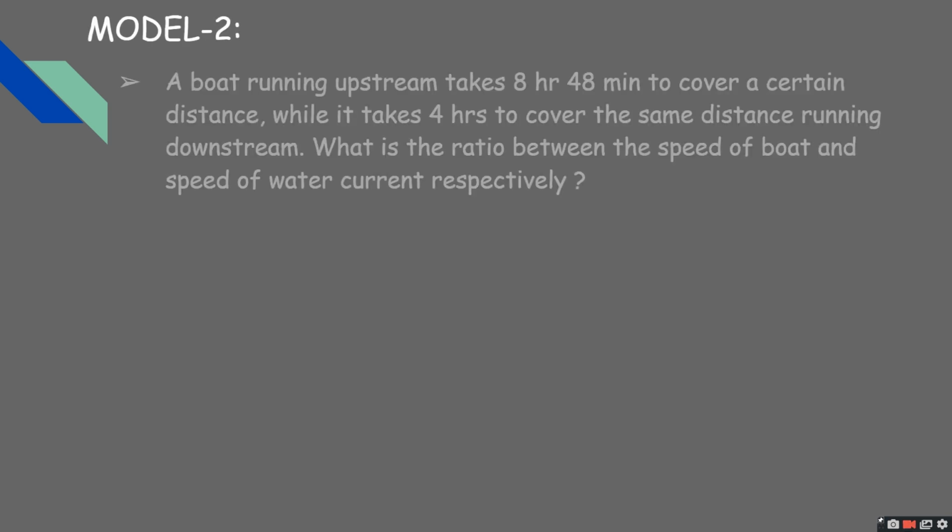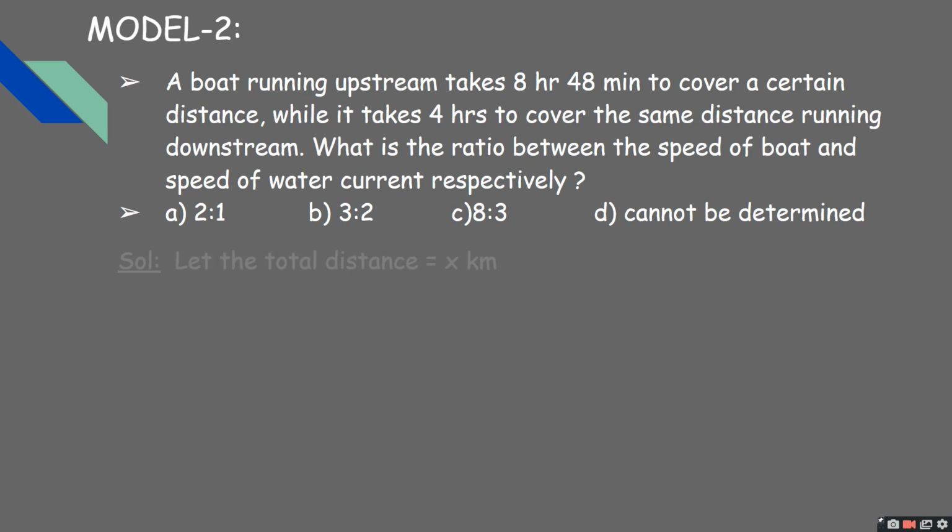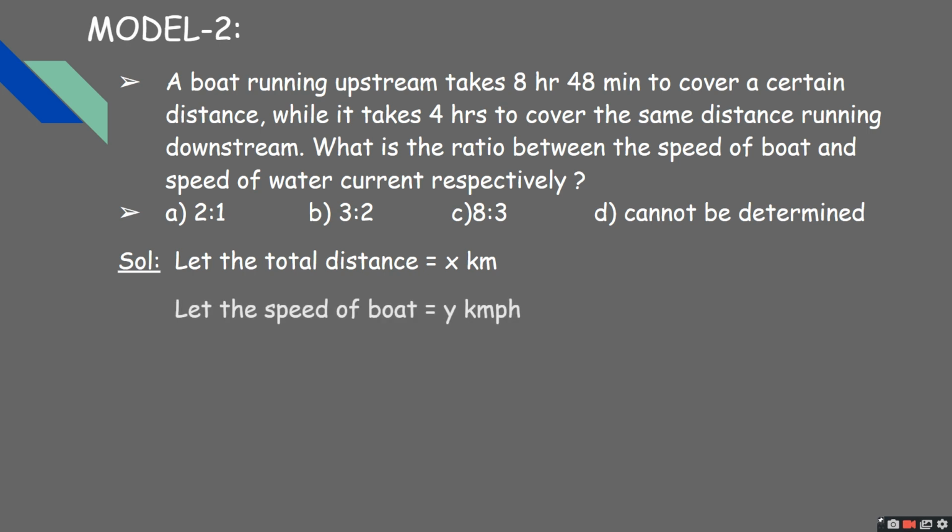Coming to the next question: a boat running upstream takes 8 hours 48 minutes to cover a certain distance, while it takes 4 hours to cover the same distance running downstream. What is the ratio between speed of boat and speed of water current respectively? In the question, they have given two conditions regarding upstream and downstream with the same distance. Let the distance be x kilometers. And we have to find the ratio of speed of boat in still water and speed of water. So their speeds are assumed as y and z respectively.